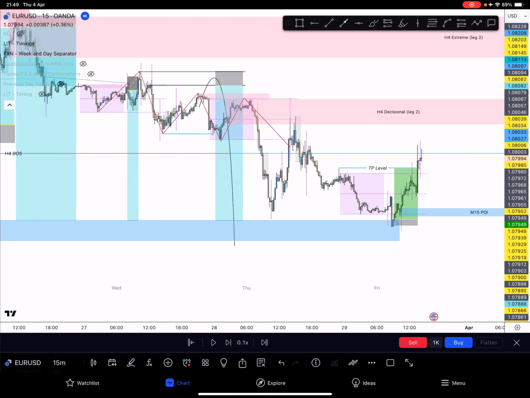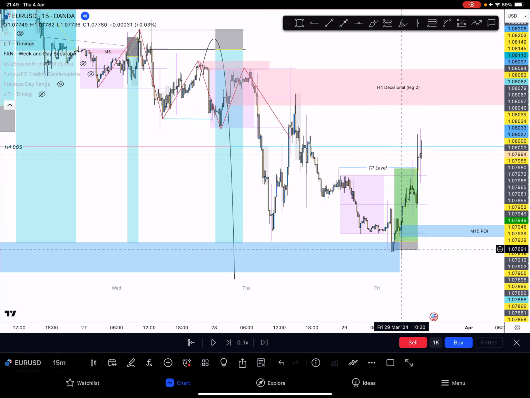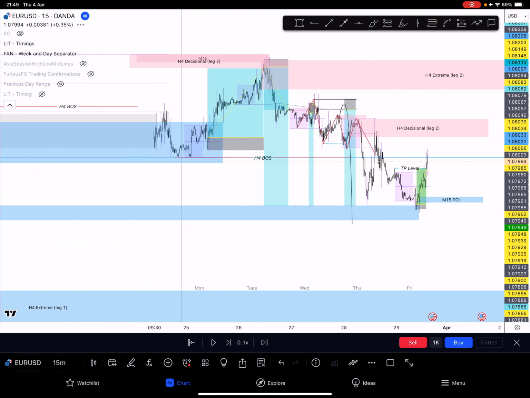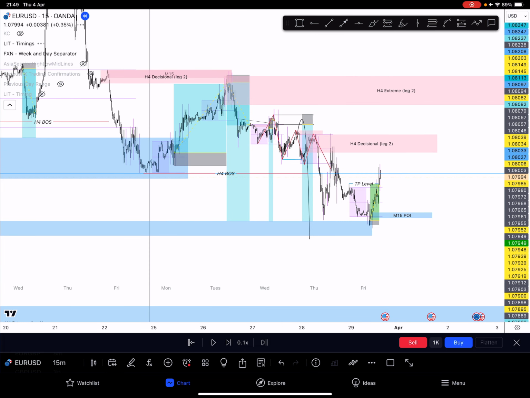It's a trade that I see in hindsight, and the reason I didn't take this trade was because I wasn't on the charts during this time. I was traveling. So that's the play. That's the play of last week. So I hope this makes sense.